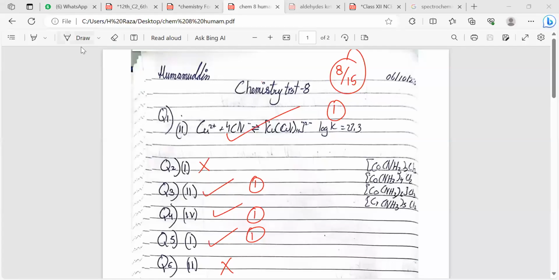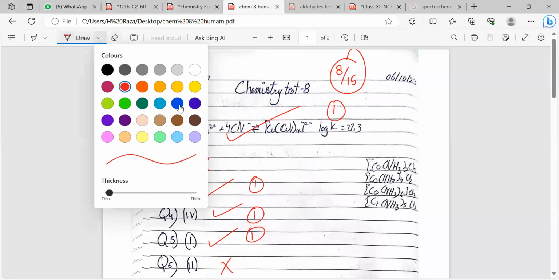Okay. Now, Homam. Wait a minute. Wait a minute, Homam. Yes. Are you there, Homam? Am I audible, Homam? Yes, sir.